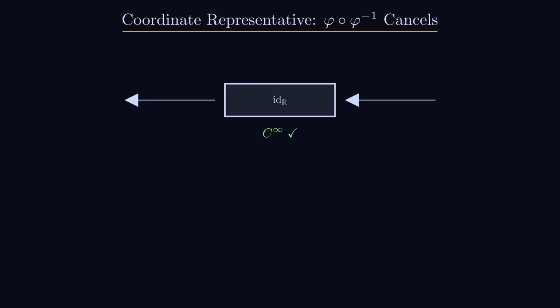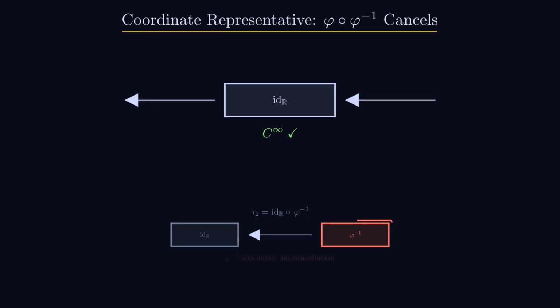For comparison, the transition map tau 2 from part 2 was the identity composed with phi inverse. Here, the identity sits on the left and phi inverse sits on the right, with no phi to the left of phi inverse to cancel it. Phi inverse sits alone in the tau 2 chain. There is no adjacent phi to absorb it. The cube root remains, and differentiation of the cube root at 0 diverges. The critical difference between the diffeomorphism computation and the transition map computation is entirely one of position, where phi sits relative to phi inverse in the composition.